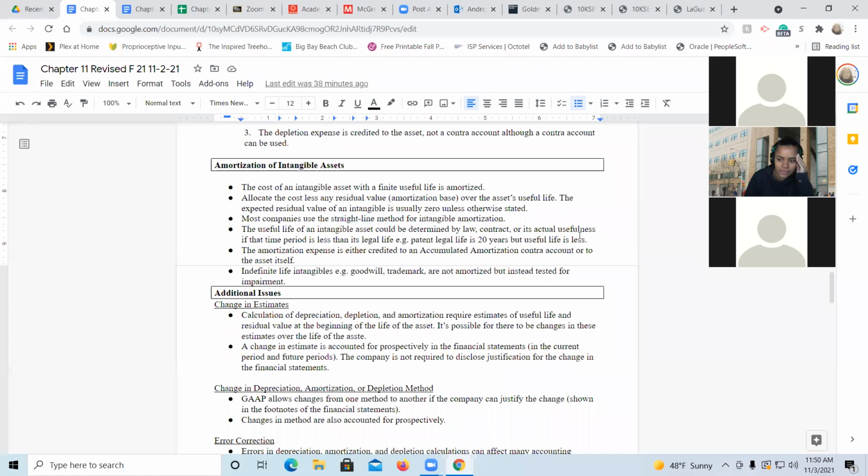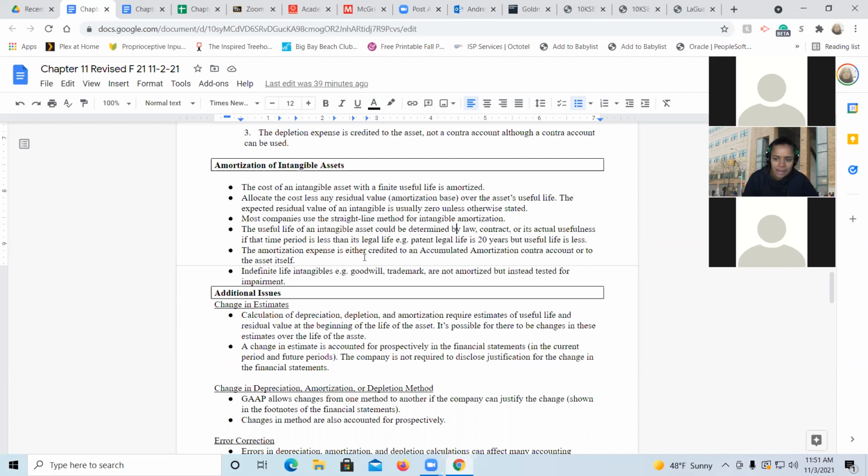So let's say its useful life is only 10 years, then you're going to have to amortize it over 10 years. Because remember, amortization, just like depreciation, is about actual use. So if you're only going to be able to use that thing over 10 years, even though legally it has a life of 20 years, it doesn't matter. You go with 10 years.